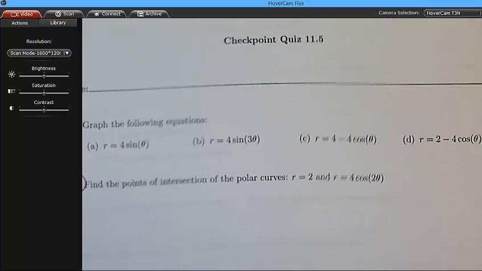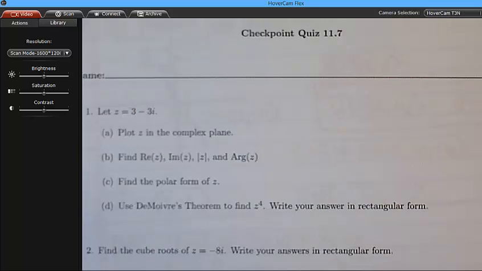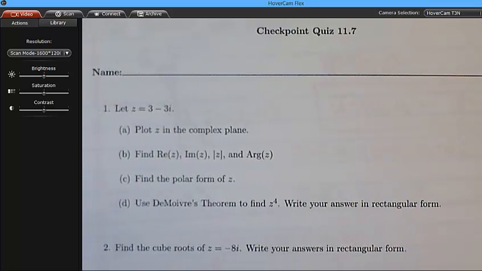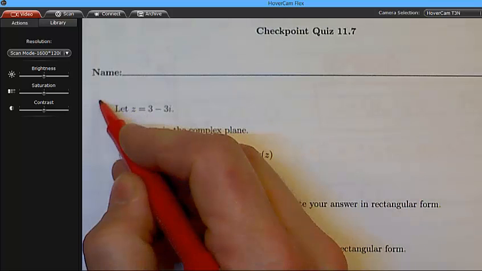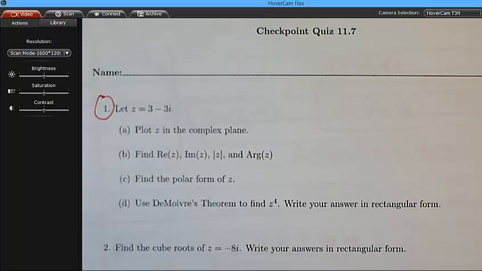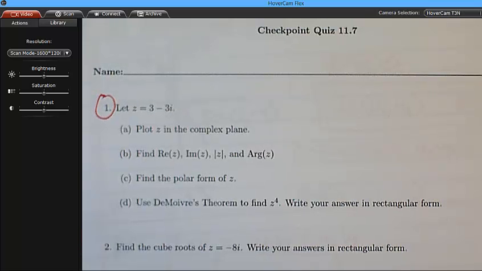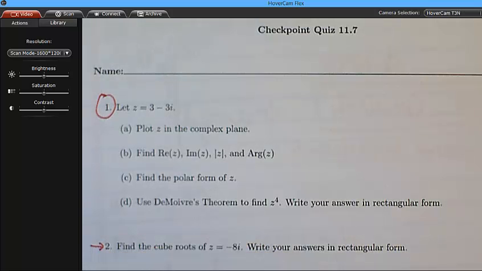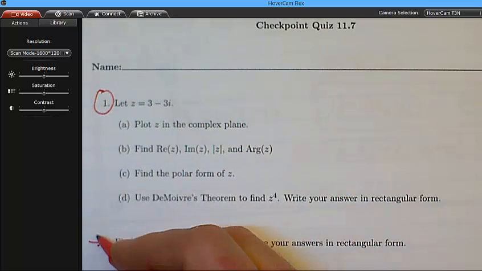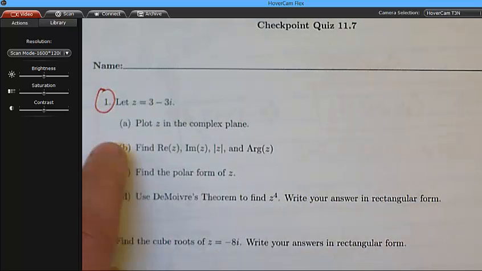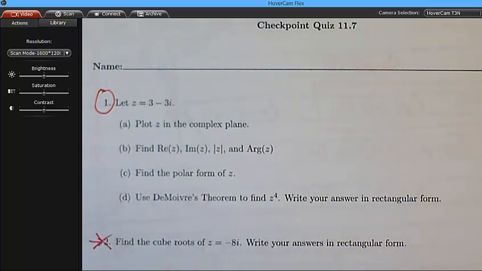Now again, we skipped 11.6. For 11.7, I would concentrate on question 1, again, because this is the stuff we did. Question 2, I didn't really get to yet. Maybe we'll talk a little bit about it today, but not so much. Okay, I would concentrate on question 1 when you're getting ready for the exam. Now that's it, though. That's the last checkpoint quiz that I have for you, or that was published.